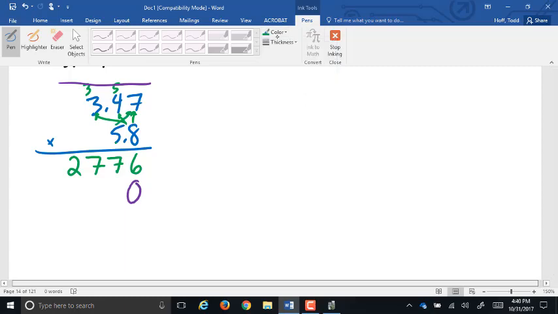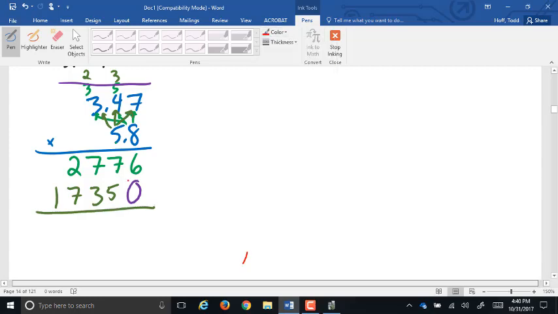5 times 7 is 35. So 5, carry the 3. 5 times 4, 20 plus 3 is 23. So 3, carry the 2. 5 times 3, 15 plus 2 is 17. So 7, carry the 1. And then I just add my count.